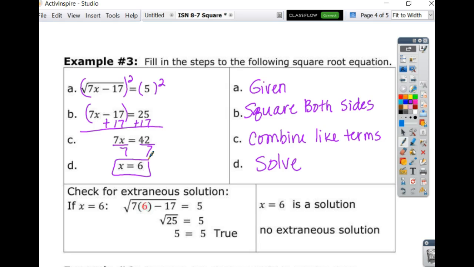And once I get x is 6, what do I have to do? You have to check. So 7 times 6 is 42, minus 17 is 25. The square root of 25 is 5. So 5 equals 5. That's true, so it's a solution. What would it be if it was false? Extraneous solution. I think that just makes you sound smart, right? You learned about extraneous solutions in math today. How smart does that sound? So smart.